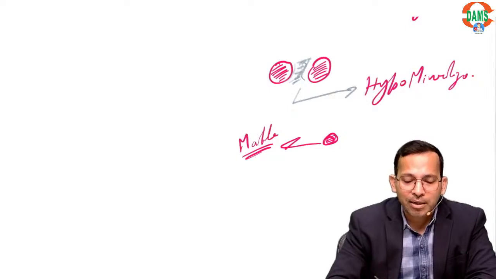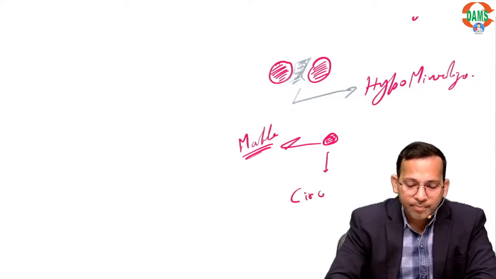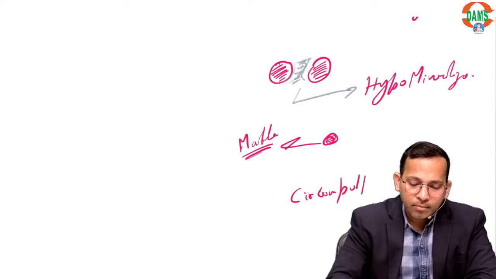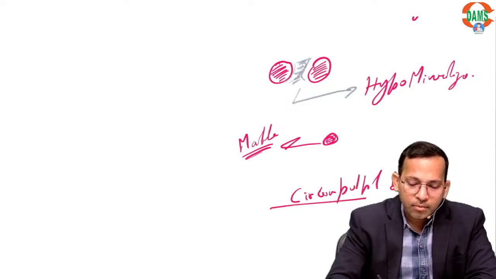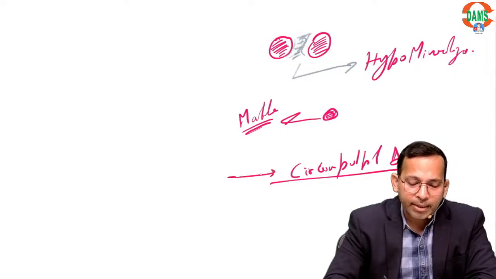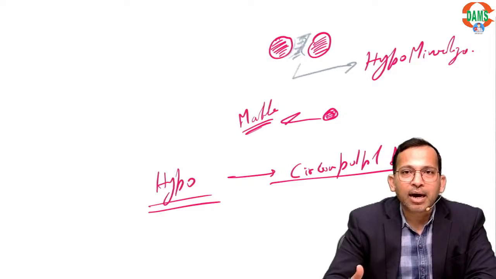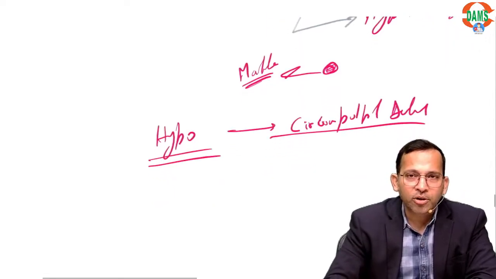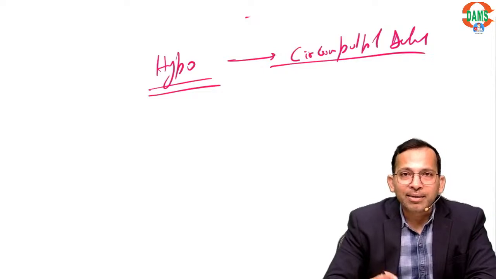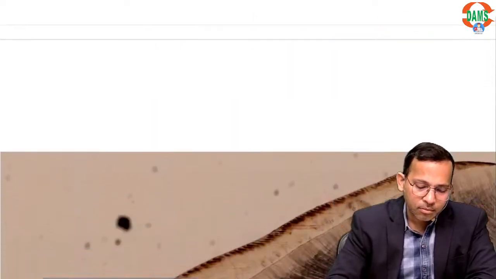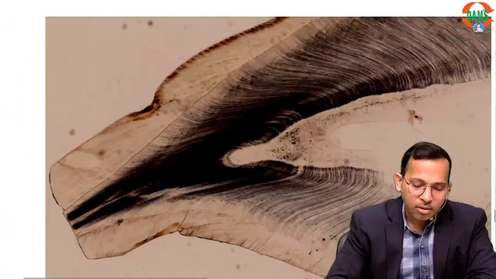Where is it commonly seen? It is commonly seen in circumpulpal dentine, right? So it is commonly seen in circumpulpal dentine and it is hypomineralized. It is unmineralized, in fact. So interglobular dentine is unmineralized and it is commonly seen in circumpulpal dentine, but it can be seen in both secondary and tertiary dentines as well. So let's go to the next question.